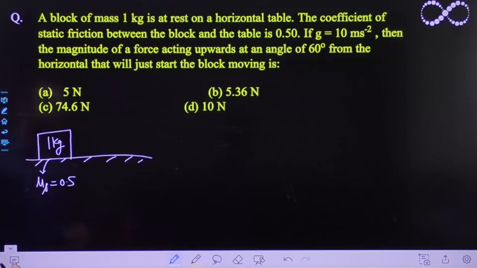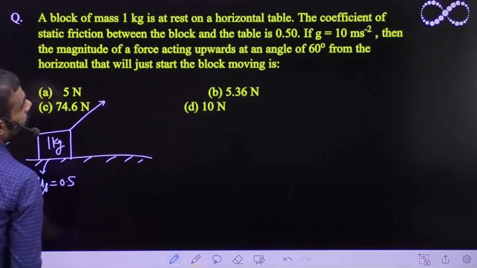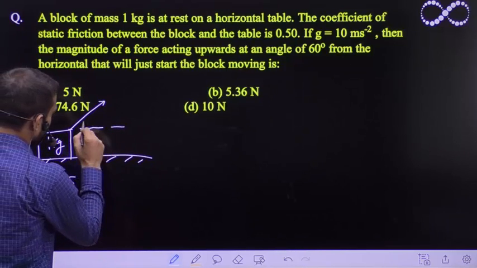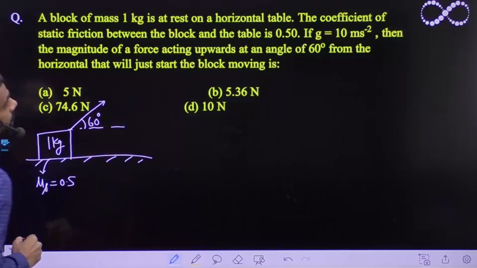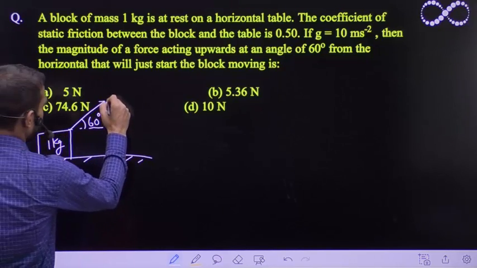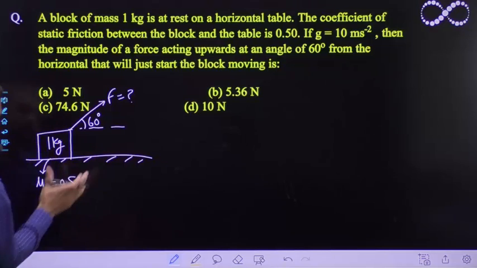G is this. Then the magnitude of force acting upward at an angle of 60 degree from the horizontal that will just start the block moving. So upward will be like this, and at an angle of 60 degree from the horizontal. So this angle is 60 degree here, from the horizontal, that will just start the block moving. So how much force is required, that is asked. So F is equal to what, such that this block just starts moving.